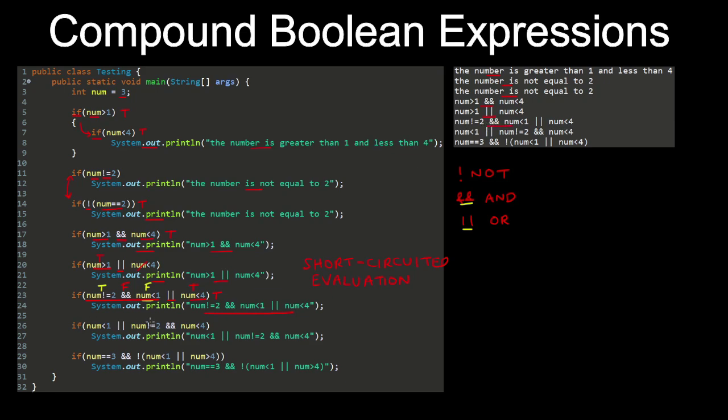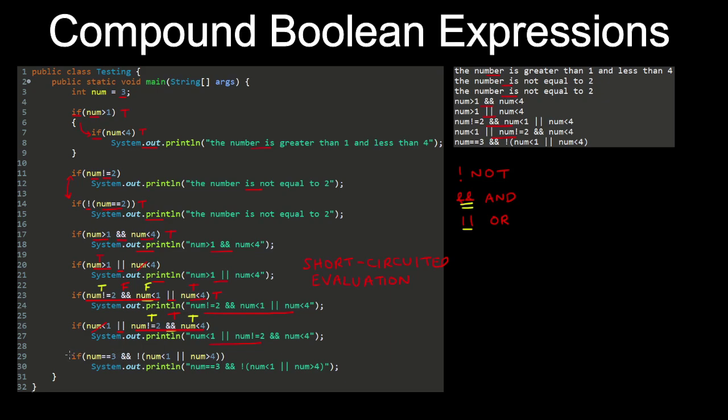So in the next if statement, remember that the and operator is evaluated first. So 3 is not equal to 2, which is true, and 3 is less than 4, which is also true. So therefore this expression evaluates to true. And then the or operator gets evaluated, and therefore the string gets printed to the screen.